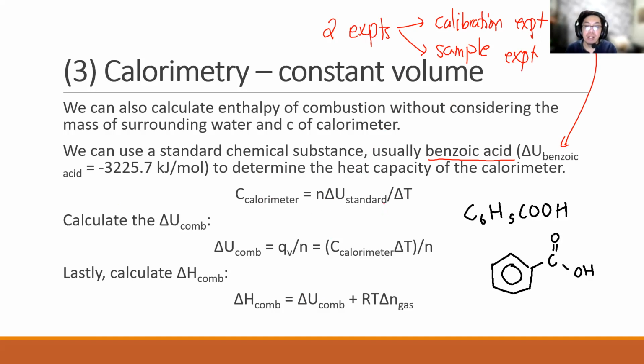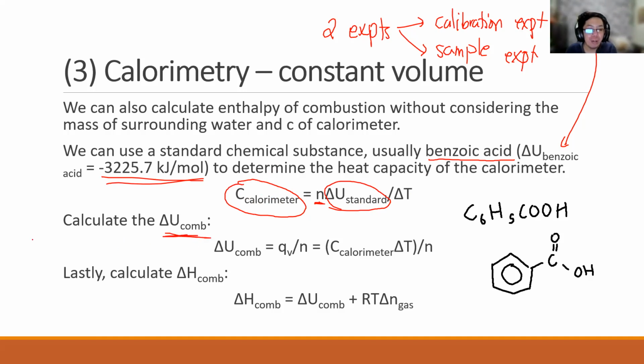We can see here, using the delta U of benzoic acid, which is standard, so it's constant. You can use this formula: whatever moles of benzoic acid you have, you multiply that with your delta U, all over the change in temperature. So now, you'll have the heat capacity of the calorimeter. From the heat capacity of the calorimeter, you can now derive the delta U of combustion.